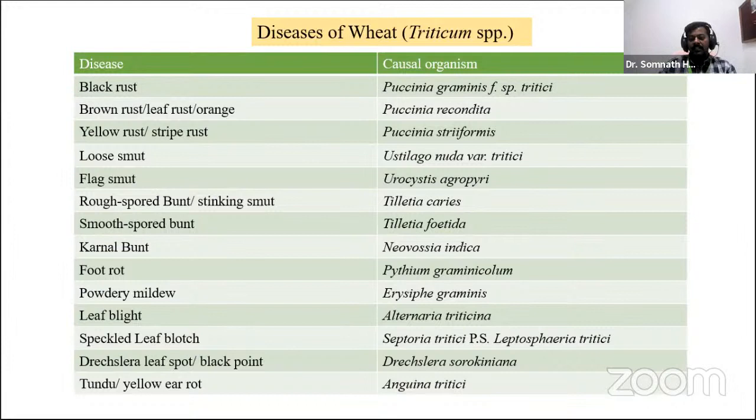Foot rot, Pythium. Powdery mildew, Erysiphe graminis. Leaf blight, Alternaria triticina. Speckled leaf blotch, that is Septoria tritici. Helminthosporium leaf spot. Tundu or ear cockle, that is Anguina tritici, which is caused by a nematode. So this is the list of fungal diseases of wheat. Major diseases of wheat in Indian conditions include the rusts.